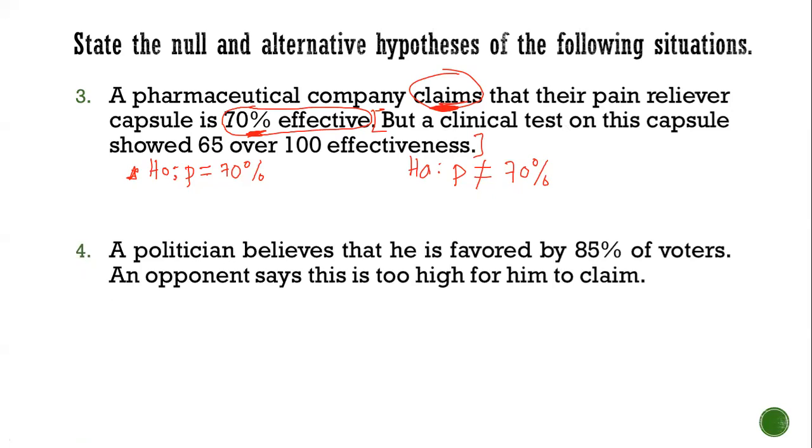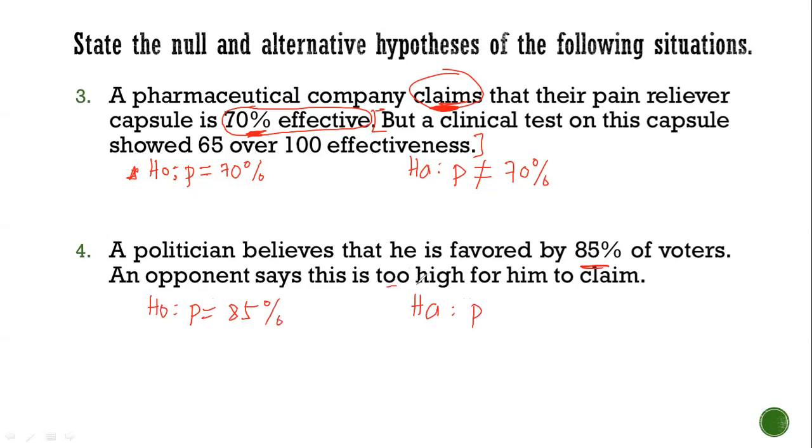A politician believes that he is favored by 85% of voters. Yan. And an opponent says, masyado namang mataas yung claim mo. So, yung claim na mismo ang inaano niya. Okay? So, doon pa lang may idea na kayo, ha? Yan. So, try nating i-analyze. 85%, that is your proportion. Okay? And it says there, it is always equal for your null hypothesis, which is 85% or 0.85, pwede.